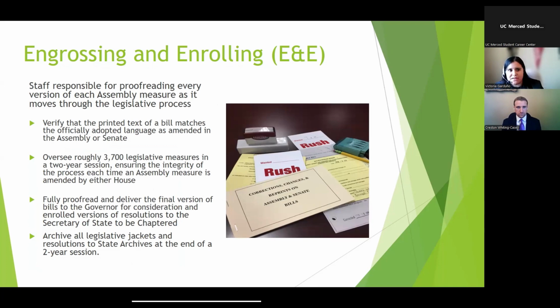And then our final unit that we're going to talk about is engrossing and enrolling, E&E. So the E&E staff is responsible for proofreading every version of each assembly measure as it moves through the legislative process. So they oversee roughly 3,700 legislative measures in a 2-year cycle, and they make sure the language of the bill is accurate every time the bill is changed. And once they're done, they deliver the final version of the bill to the governor. So it's a really cool unit to be a part of if you love reading and checking for grammar. And if those are things that you enjoy doing, then E&E is a good spot to be in.